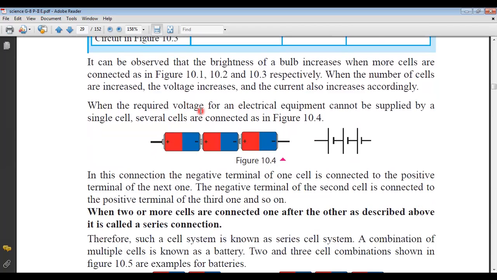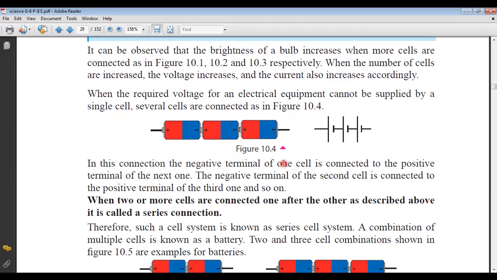When the required voltage for an electric equipment cannot be supplied by a single cell, several cells are connected. If we use some electrical equipment and the voltage is not enough for it to work, what we have to do is add some more cells to get the required voltage. In this connection, the negative terminal of one cell is connected to the positive terminal of the next one.